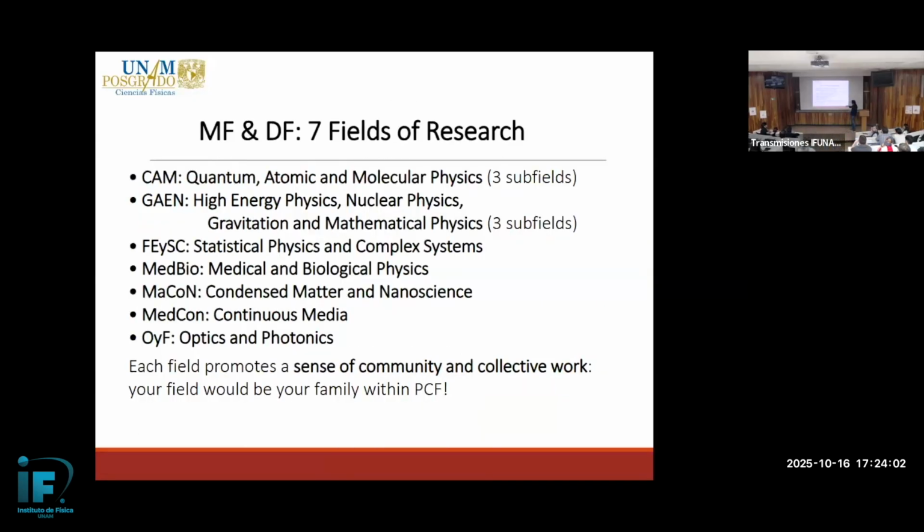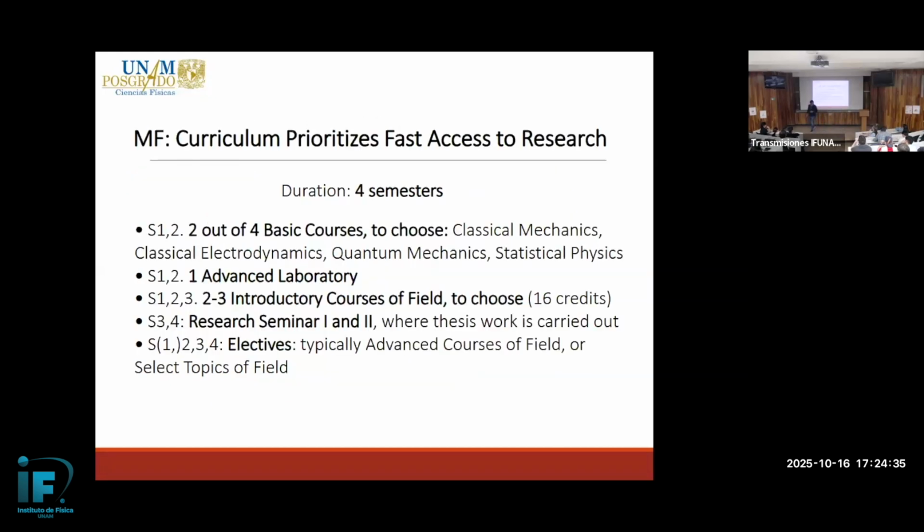Now, both at the master's level and at the doctoral level, we're divided into 7 sub-communities, 7 fields of research, as we say. The 2 that are of greatest interest for you, given your attendance at this school, are the field of quantum, atomic, and molecular physics, which has in itself 3 subfields, and also the field of optics and photonics. Each of these sub-communities has a group of advisors at your disposal and a group of talented students who would be with you along the road.